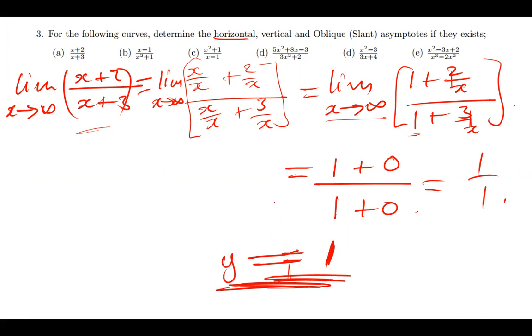So let us find the vertical asymptote for this same function. So how do you find the vertical asymptote? We get back to normal functions. So you find the vertical asymptote by equating the denominator to 0.